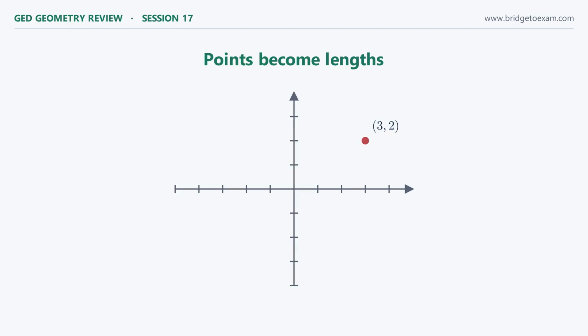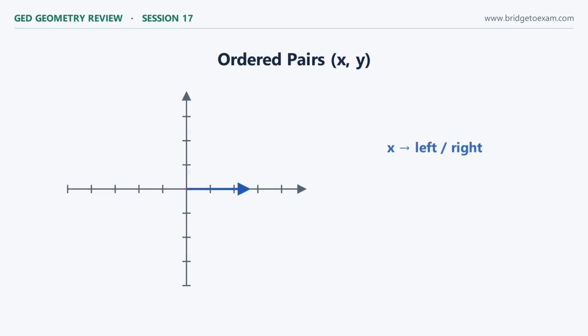The coordinate plane turns points on a grid into lengths and relationships you can calculate. Once you can read a point, the rest follows. Every point is written as an ordered pair, x, y. The x-coordinate always comes first and moves you left or right. The y-coordinate comes second and moves you up or down.